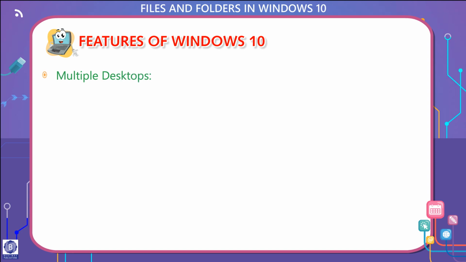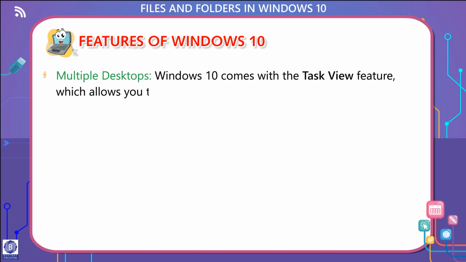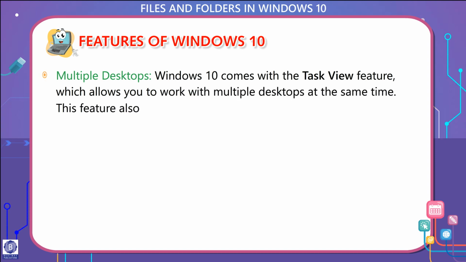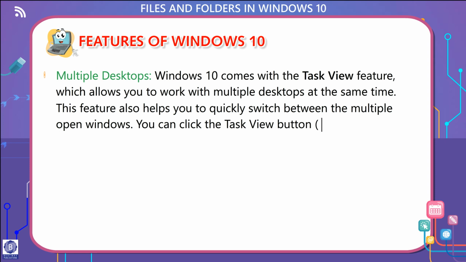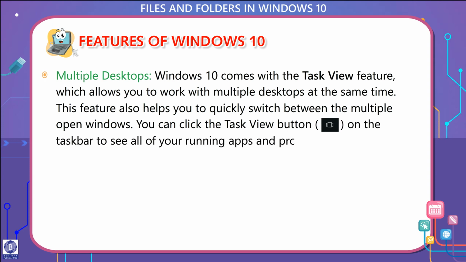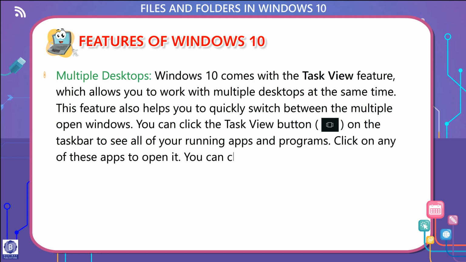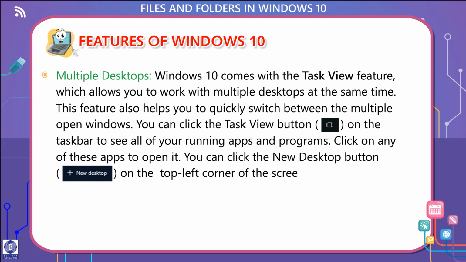Multiple desktops. Windows 10 comes with the Task View feature, which allows you to work with multiple desktops at the same time. This feature also helps you to quickly switch between the multiple open windows. You can click the Task View button on the taskbar to see all of your running apps and programs. Click on any of these apps to open it. You can click the New Desktop button on the top left corner of the screen to create a new desktop.